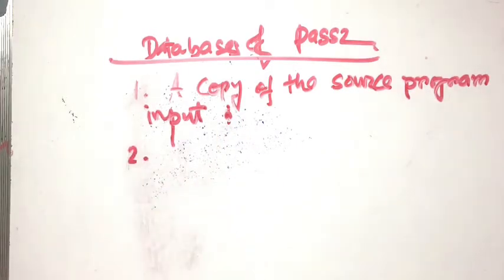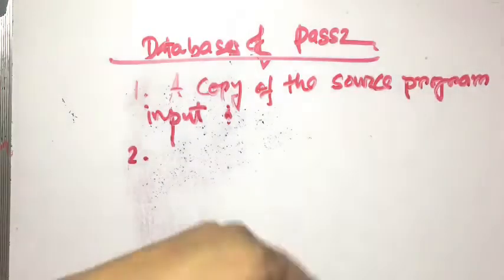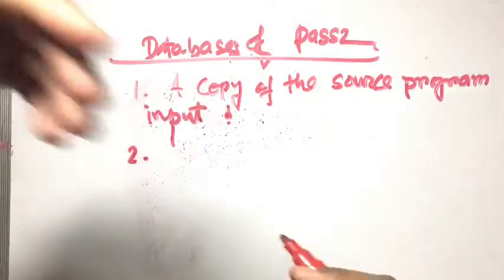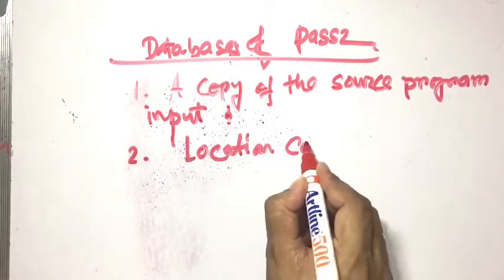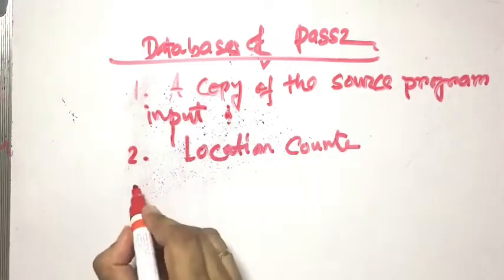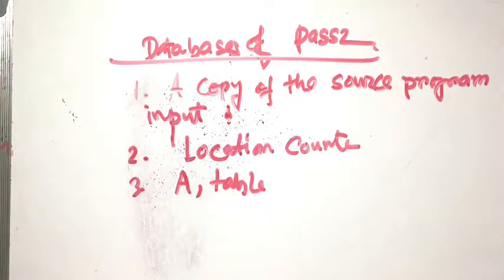Number 2, the copy that pass1 has created will be available to pass2. Number 2, location counter is the second database. Location counter.